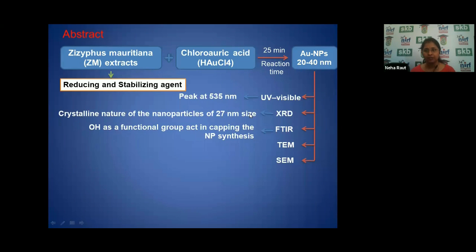like the extract's OH group, a functional group, acts in the capping of nanoparticle synthesis. Now being a nanoparticle, most of the time it is unstable. So we need to cap it. So this OH group present in the extract acts in the capping of the nanoparticle.